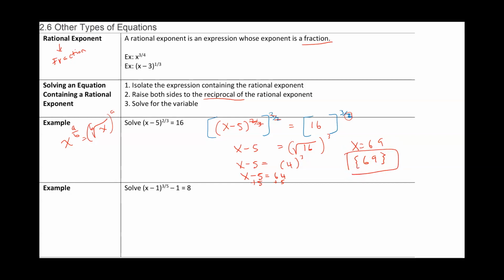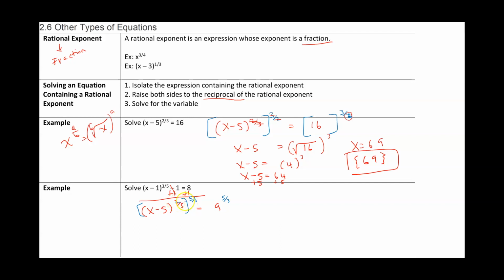Let's take a look at the next example. In the next example, we do have to get the x minus 1 to the 3/5 by itself. We need to isolate that. So our first step will be to add 1 to each side. And this will give us x minus 1 raised to the power of 3/5 equals 9. Now to undo this rational exponent, we need to raise both sides to the power of that exponent's reciprocal. So we're going to raise both sides to the 5/3 power.